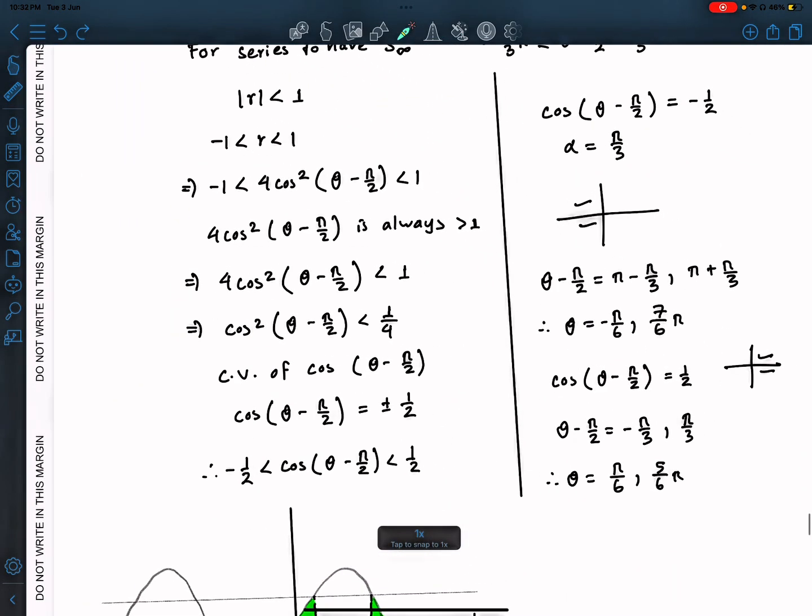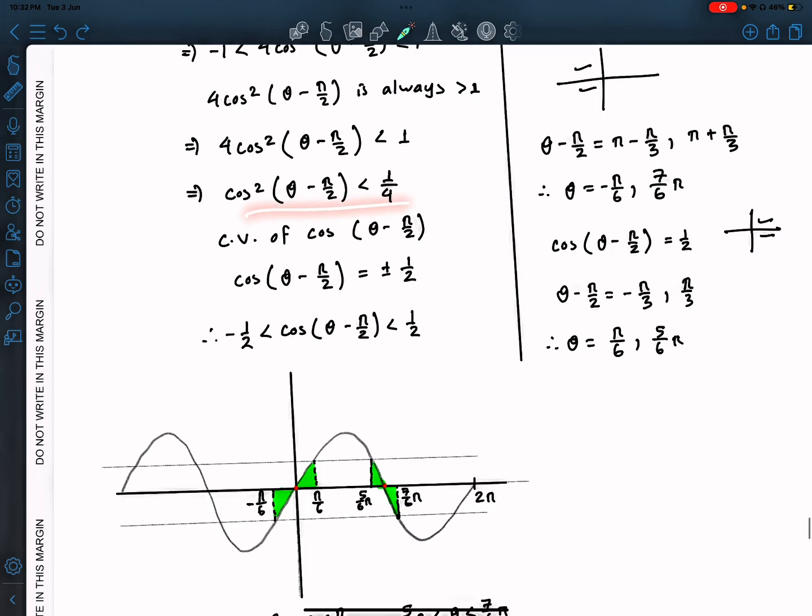So the common ratio over here is given as 4 cosine squared of theta minus pi by 2. This has to be between minus 1 and 1. As we know, the squared trigonometric functions are always positive because they're squared. The negative parts are being multiplied with each other, that's why we get a positive value always. So the only part that we will be interested in is this part.